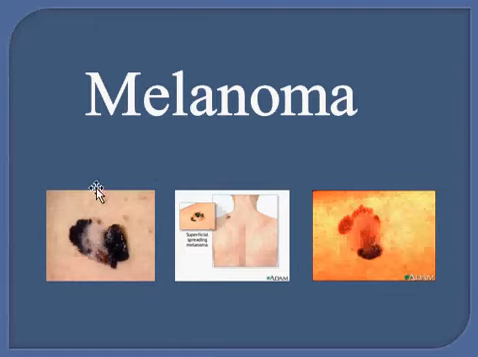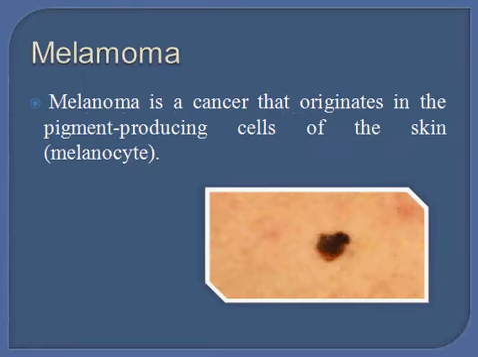In this video I'm going to talk about melanoma. First of all, let's define melanoma. Melanoma is a cancer that originates in the pigment-producing cells of the skin, which we call melanocytes. It can occur anywhere, including skin, eye, and mucous membrane. It is the most aggressive type of skin tumor and the first cause of death. The most common skin cancer is basal cell carcinoma, but the aggressive one is melanoma.